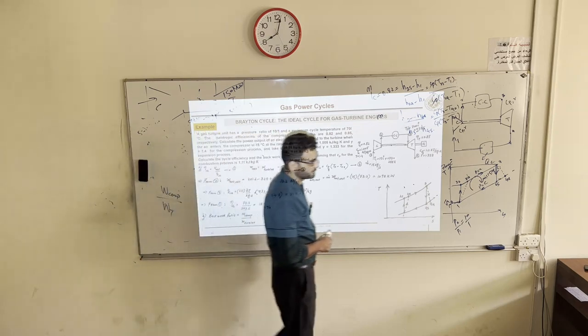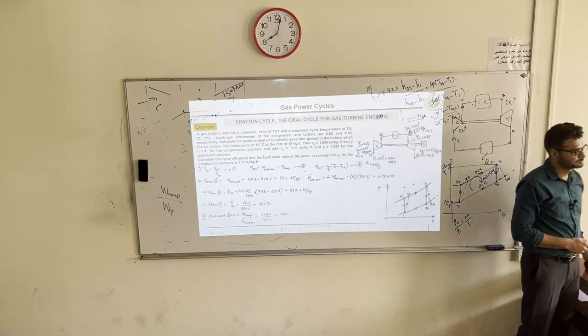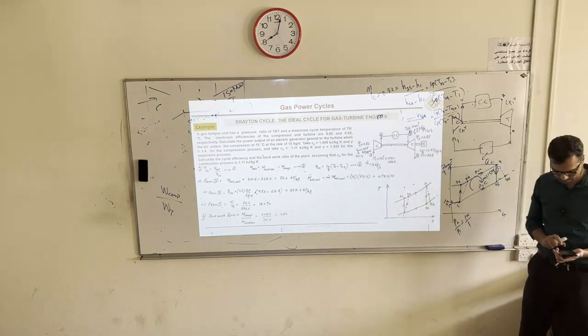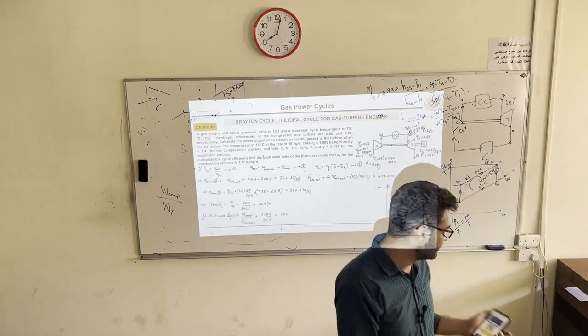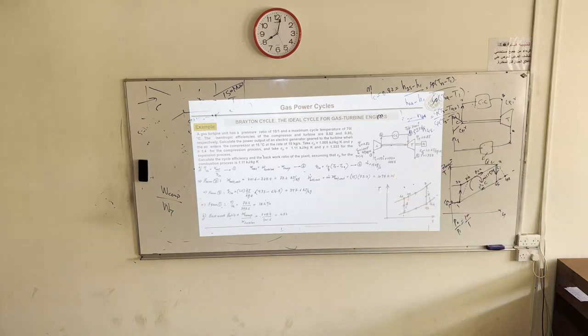So the back work ratio, the portion of work going back to the compressor. So it's 82%.